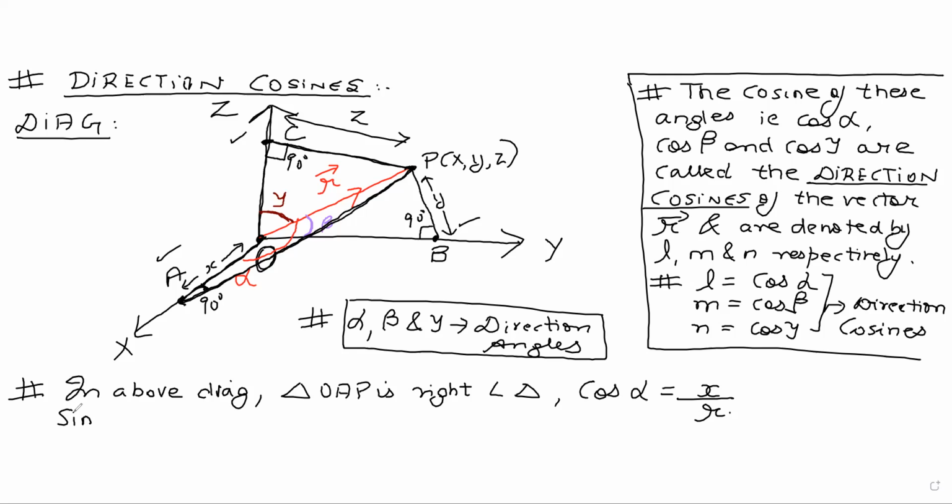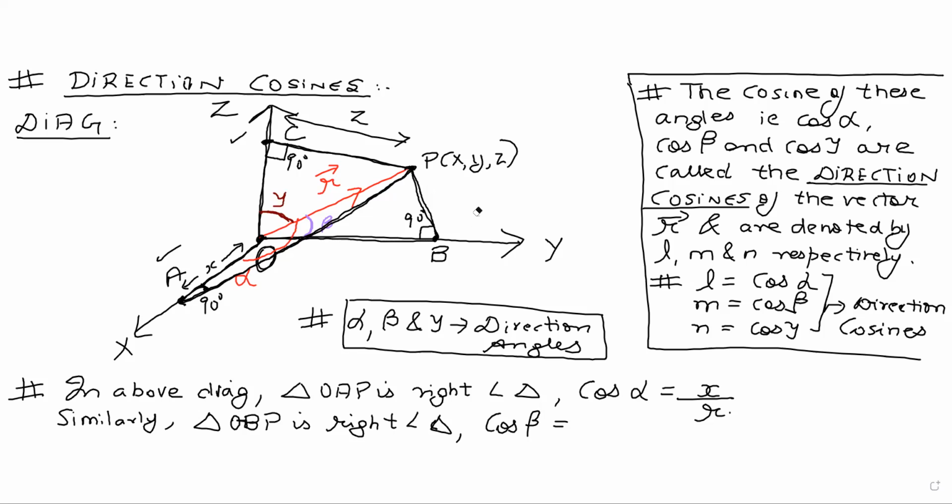Similarly, I can say triangle OBP is a right angle triangle. So guys, what will cos beta be? Now focus on OBP. Again, it's the base. The base is nothing but OB. OB is nothing but y. So guys, one minute, let me correct the mistake. This distance is y. So base is y upon the hypotenuse, which is again r.